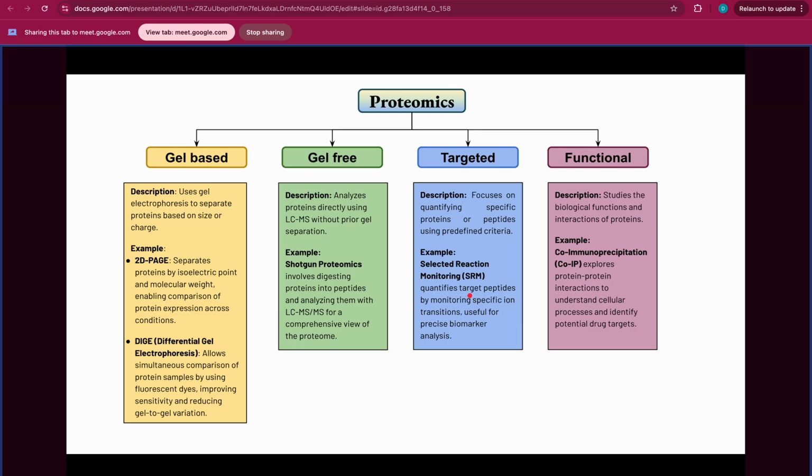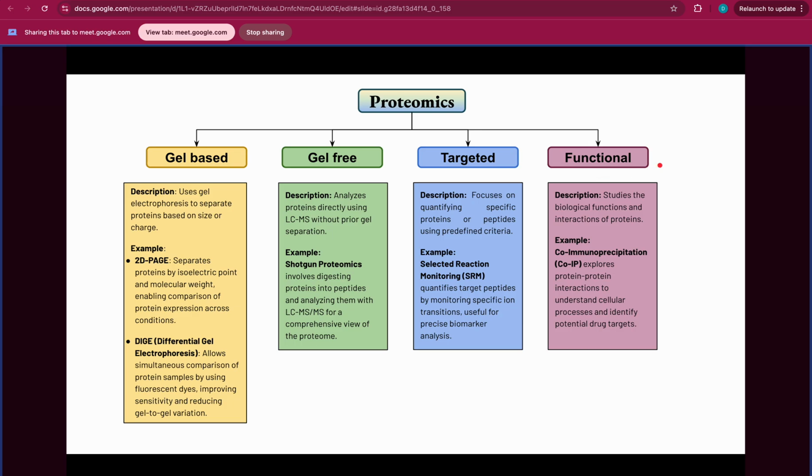And there is also another, which is multiple reaction monitoring, MRM, which is a category under SRM only, which quantifies the target peptides by monitoring specific ion transitions and is useful for biomarker analysis. For example, if I already know that this particular protein is involved in the disease, I do not have to look into other proteins, I will simply deal with that single protein. So that is targeted proteomics.